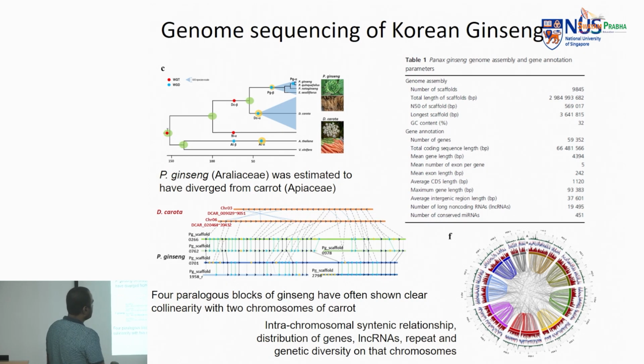As I mentioned, most of the ginseng genome is duplicated. So multiple chromosomes or scaffolds have the same kind of coding sequences or even non-coding sequences. So that is what is shown in the last plot.